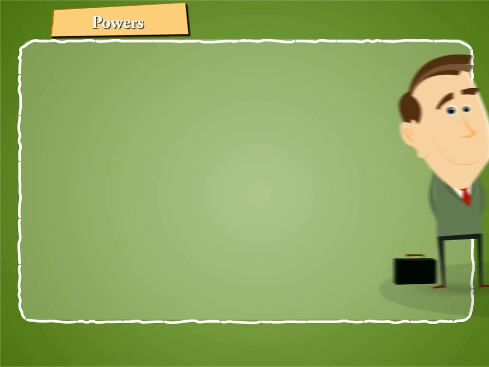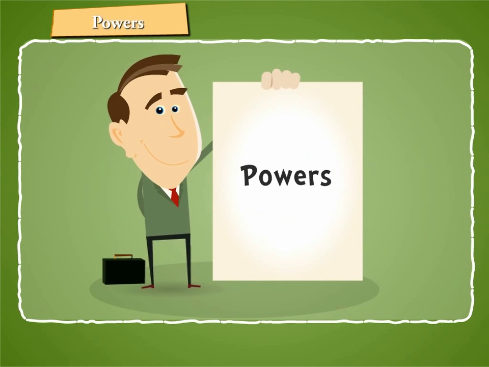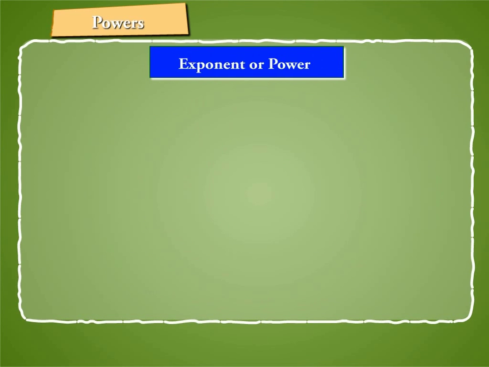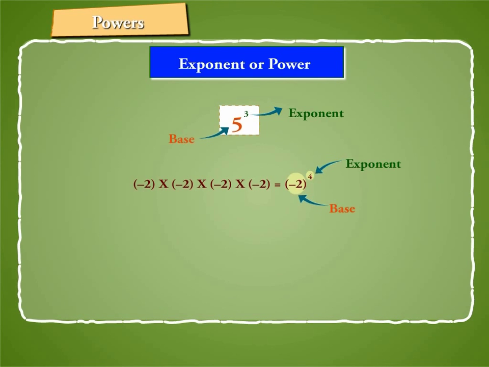In this module, we will learn about powers. We know that in 5 cube, the number 5 is called the base and 3 is called the exponent or index or power. Similarly, minus 2 into minus 2 into minus 2 into minus 2 is equal to minus 2 raised to power 4, where minus 2 is the base and 4 is the exponent.